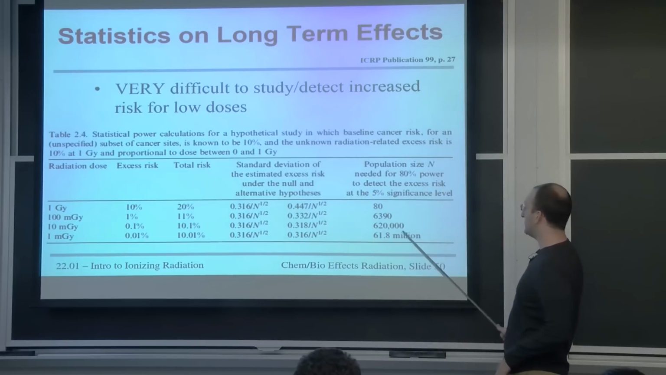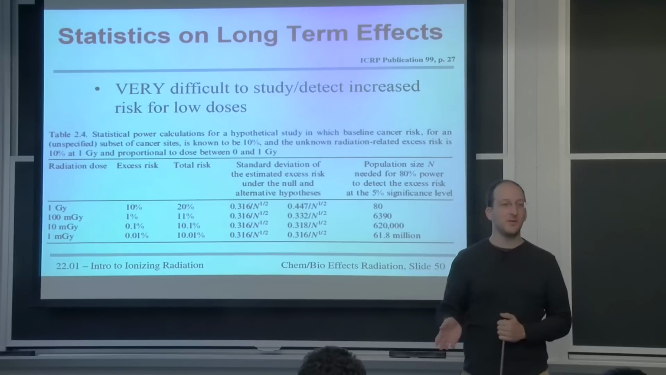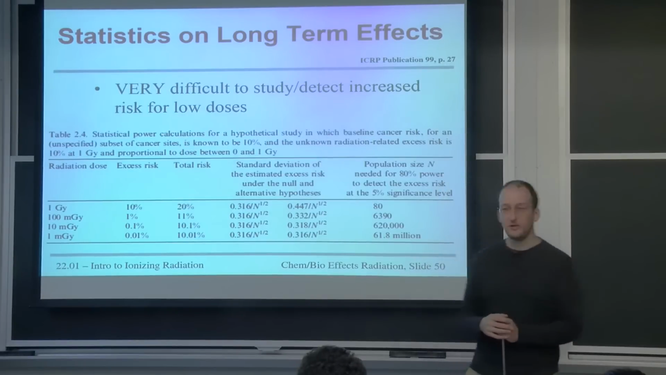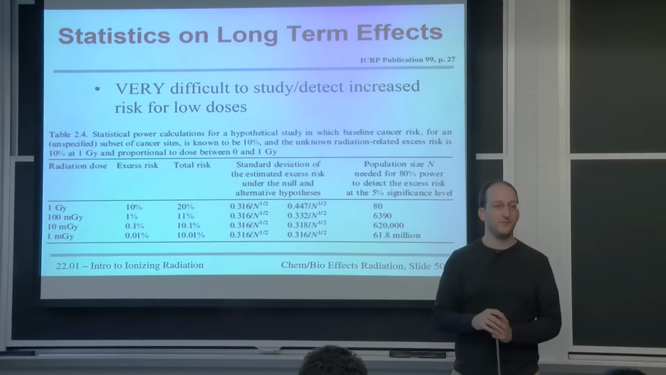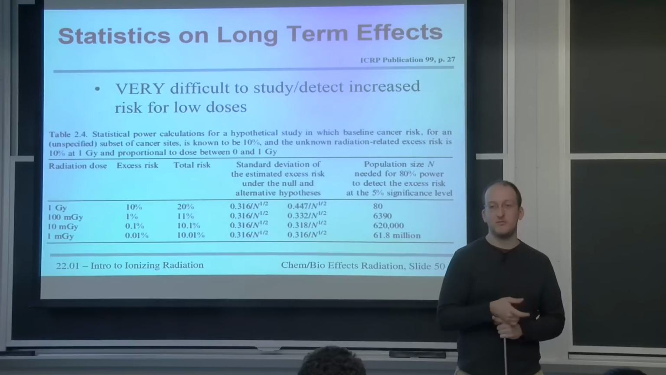You'd need to expose 61.8 million people, plus a similarly sized control, to distinguish whether or not 0.1 milligray has an additional amount of risk. So let's say for gammas to whole body, what's 0.1 milligray in terms of increased risk dose in sieverts? Sorry, 1 milligray. 1 millisievert, tissue factor 1, gamma radiation quality factor 1.